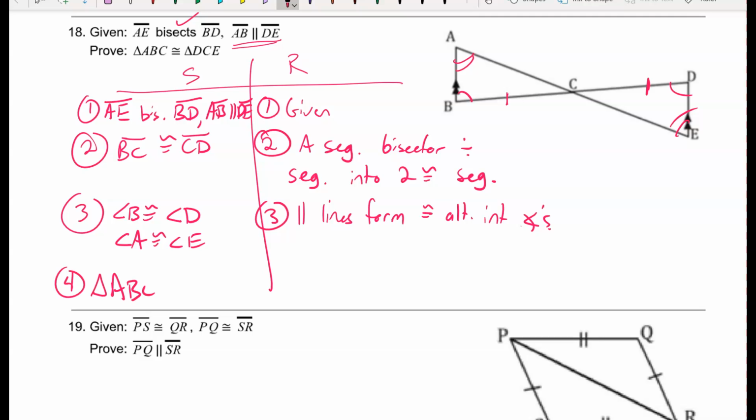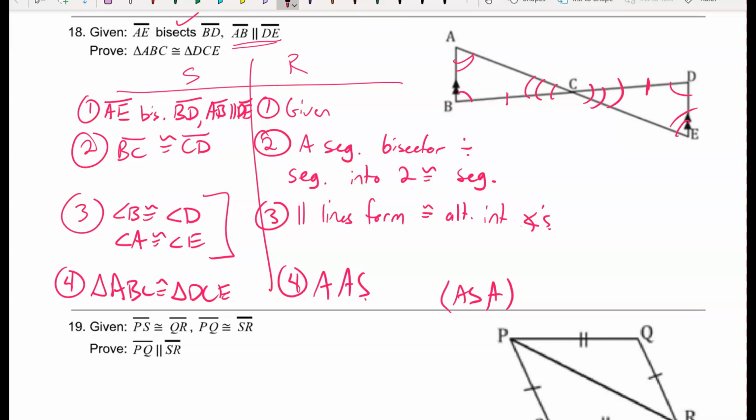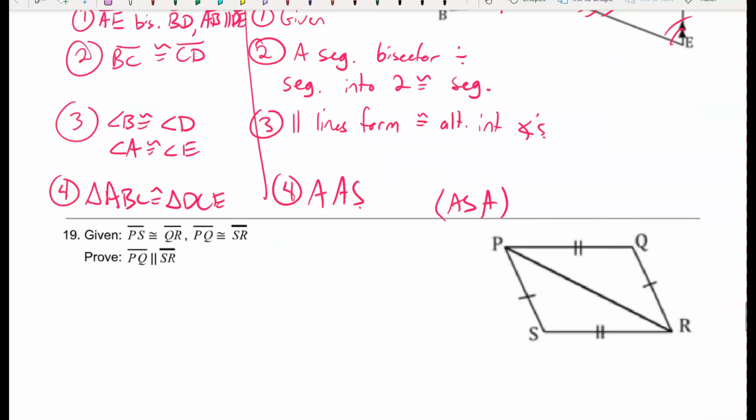Triangle ABC congruent to triangle DCE by angle, angle, side. Now it's worth noting here, this actually could have been an angle, side, angle proof as well if you decided to use these vertical angles in your proof as well, in case you didn't want to use both pairs of alternate interior angles, and you're more than welcome to do that. So for a lot of these proofs, there'll be more than one correct way to do them.